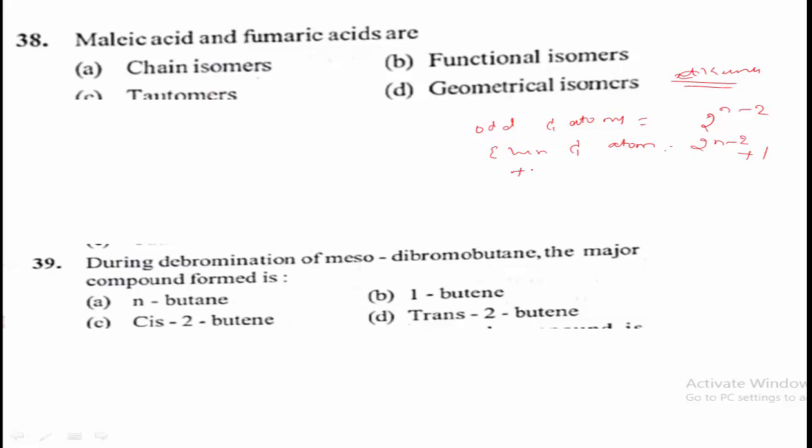And one more formula here: the total number of ring structures or ring isomers is calculated by the formula n minus 1. Is it right? Yes. Next, for alkynes.